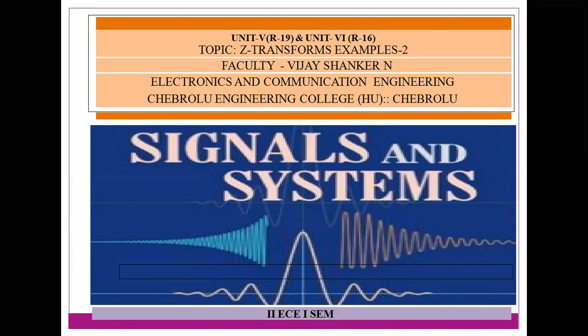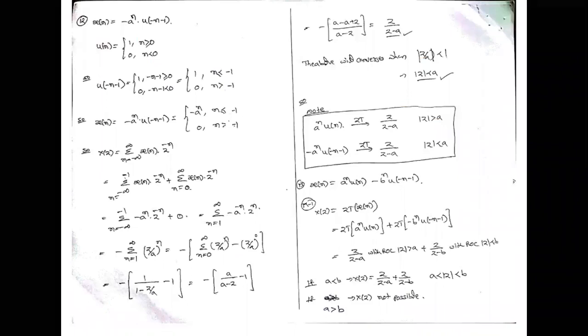Today, we are going to discuss examples of the Z transformation. In the last class also we discussed some examples. In today's class, we already know the Z transformation of a power n mu of n is z by z minus a.